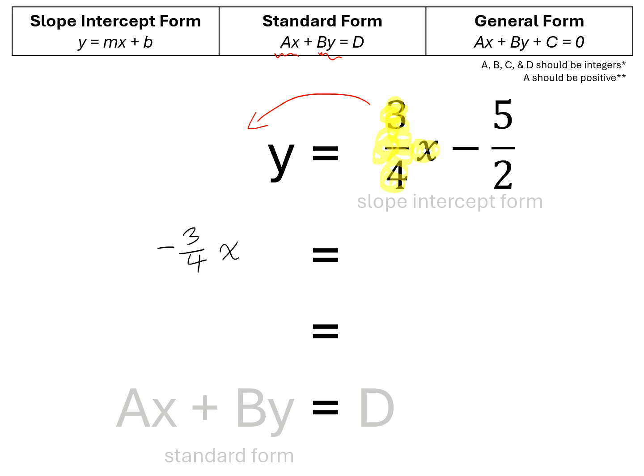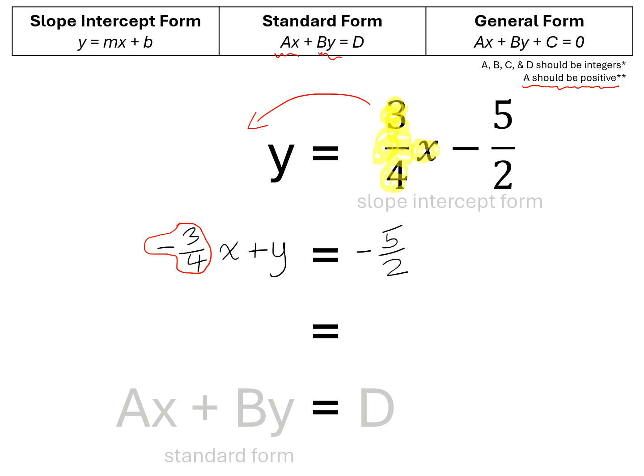The y stays on the left side, and we want to add an addition sign in front of it. The negative 5 over 2 stays on the right side, unchanged. In standard form, a should be positive. In other words, the coefficient of x needs to be positive. However, it is clearly not positive. The coefficient of x here is negative.